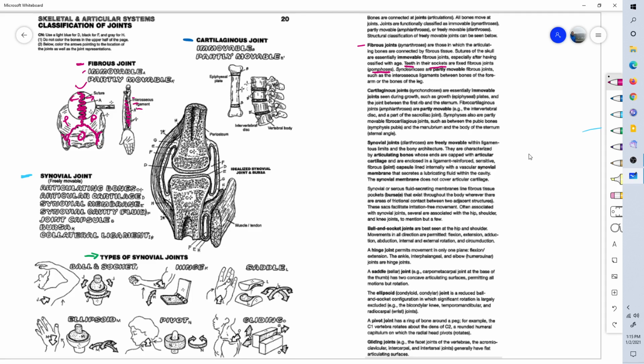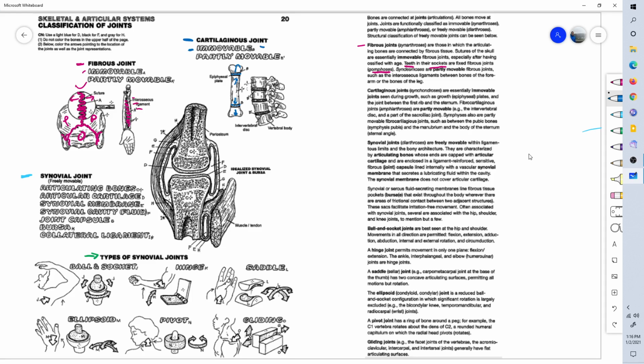We've talked recently about the epiphyseal plate here. This growth plate of cartilage is where osteoblasts are laying down new bone in this cartilage area and growing the bones outward. Well, that's actually considered an immovable cartilage joint as well, a cartilaginous joint.